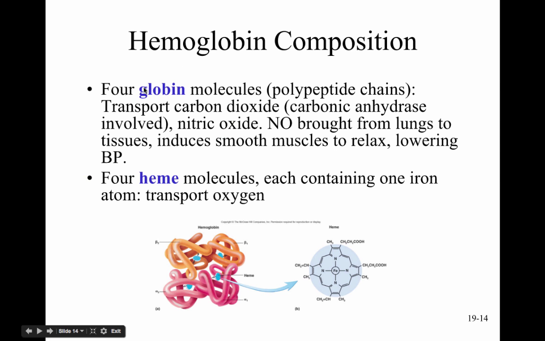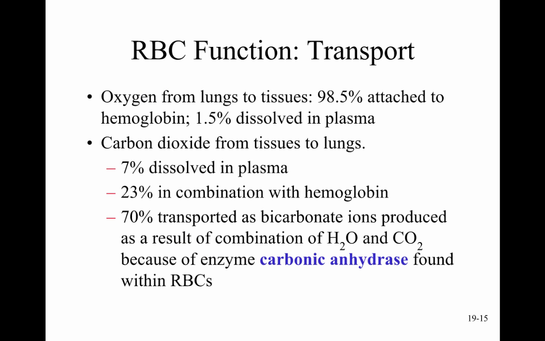So we just talked about that, 4 globulin proteins. It transports carbon dioxide and nitric oxide, which is this NO molecule. There are 4 heme molecules, and each one has an iron, and it transports the oxygen. So the function of red blood cells is to transport oxygen and carbon dioxide.